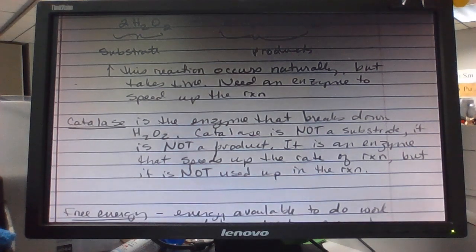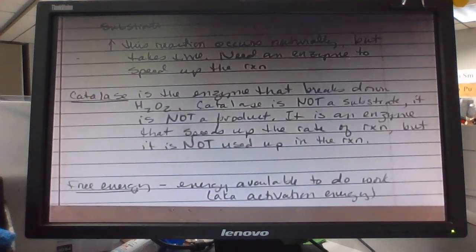And one last term with these notes, free energy. Never hurts to have a definition down there. Free energy is also known as activation energy. It's the energy within that environment that's available to do that work, to get that reaction going. Catalase, that enzyme, that catalyst, helps to reduce the amount of free energy you need to get things going.